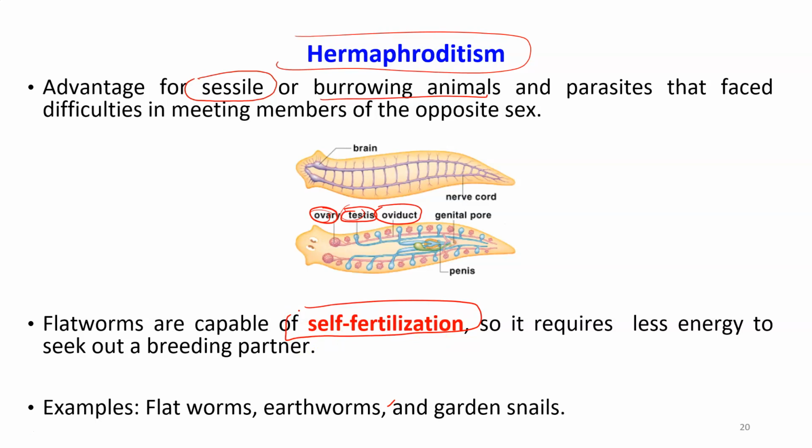It requires less energy to seek out a breeding partner. Examples are flatworm, earthworm, garden snail. Such as, for example, a parasite in the intestine of animals. Usually there is only one, right? But why can it reproduce so much? Because it can undergo self-fertilization.